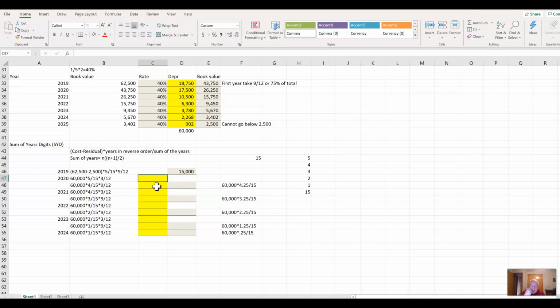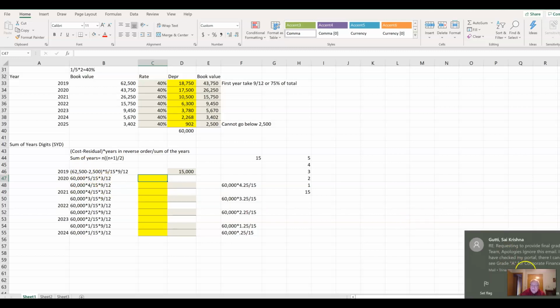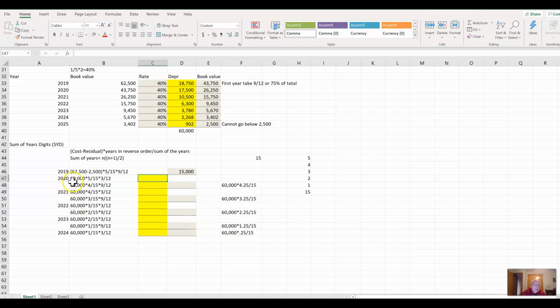Okay. Now what I did is I went through and I calculated, I put these formulas here, but this is what you would actually want to do. 60,000 times 5/15. Then you have to finish up that full year here, because we did 9/12, so we do a partial year, 3/12, and that gives us the 5,000. And then you start the next year, so we had 5, so now we use 4. So it's 60,000 times 4/15 times 9/12, and that gives us the 12,000 for a total of 17,000.